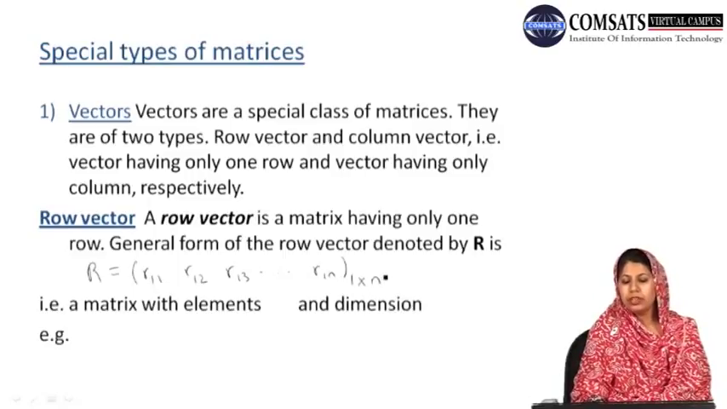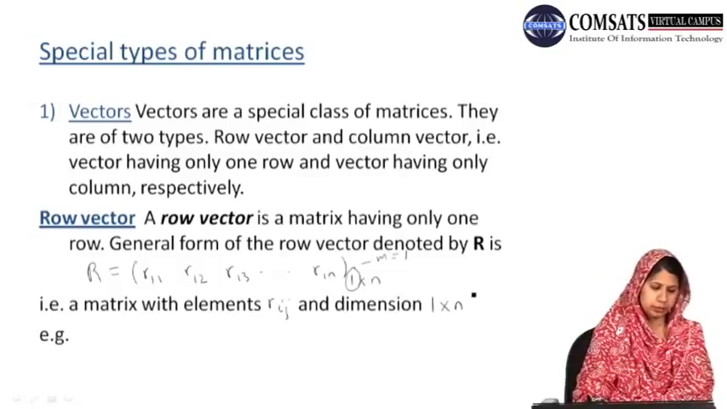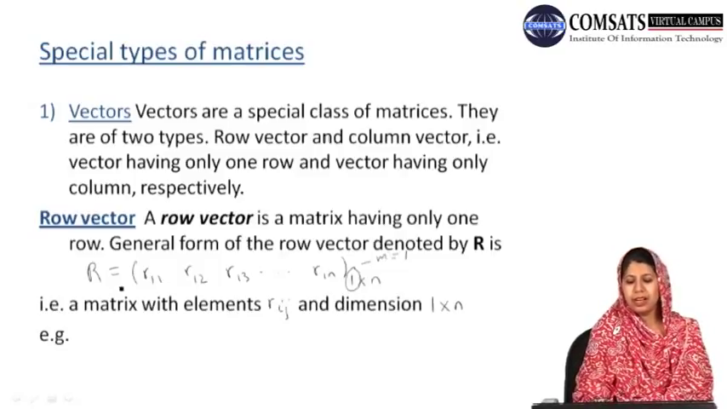So we call this vector a row vector. Why? Because it has only one row. Whenever this value of m is equal to 1, no matter what the value of n is, that vector or that matrix will be considered a row vector. That is, this matrix with elements Rij and dimension 1 by n, where R11, that is first row first column, is this entry, R12 is first row second column, and so on.